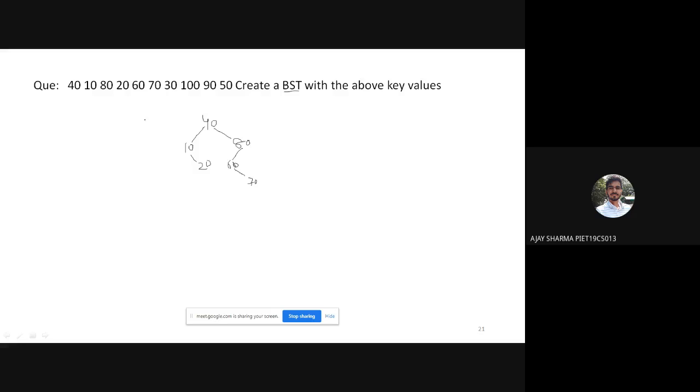Okay, sir. Now 30. It is less than 40, so left-hand side. Greater than 10, so right of 10. Then at 20, right of 20. Look again, I am maintaining the levels.